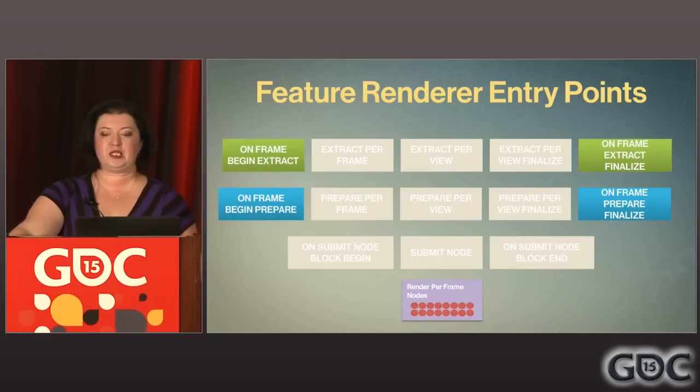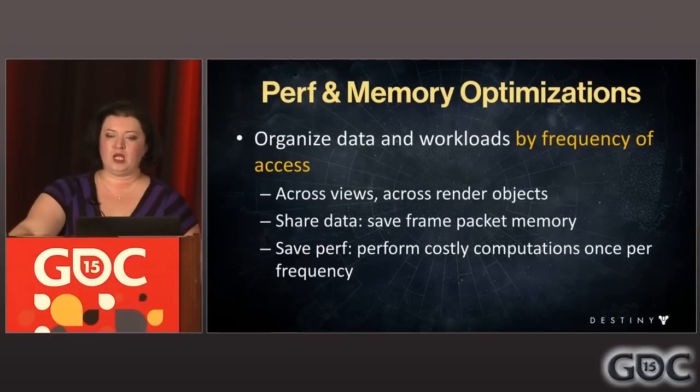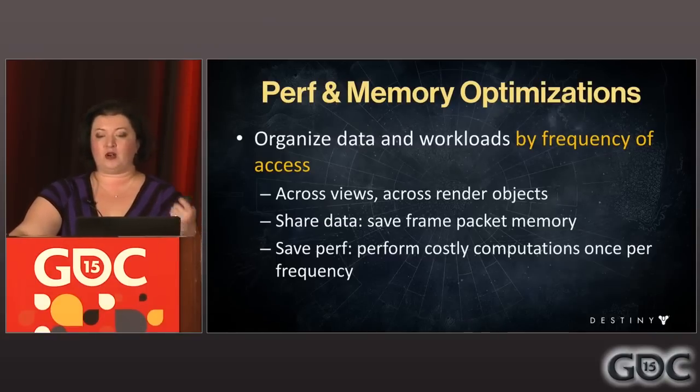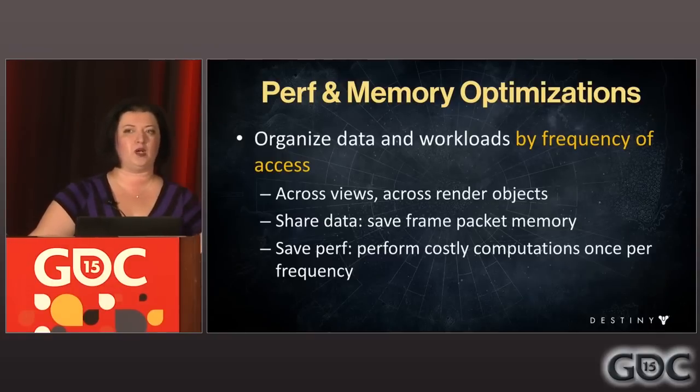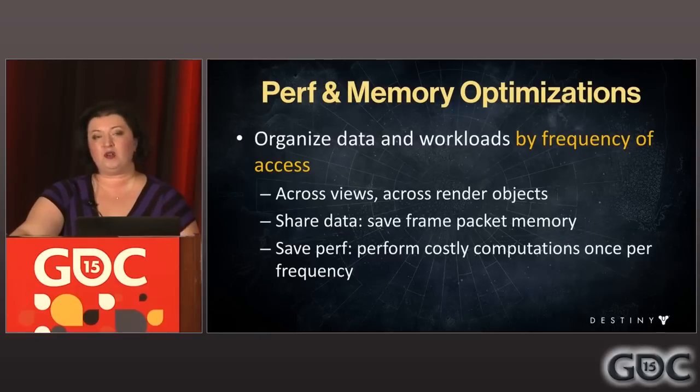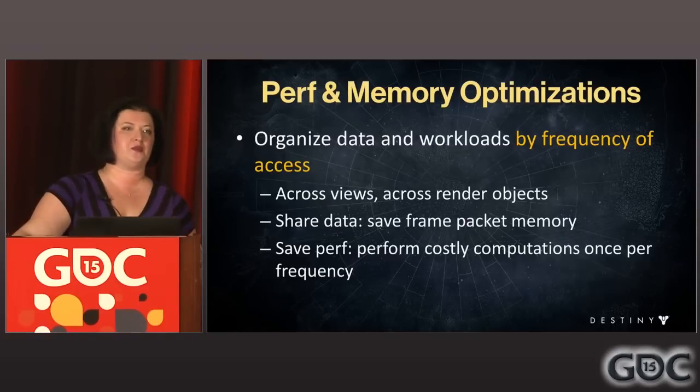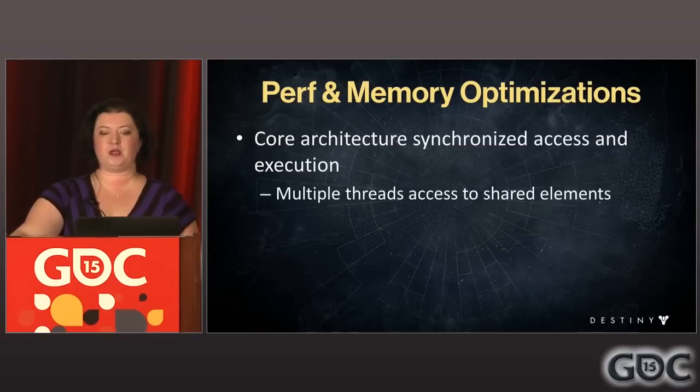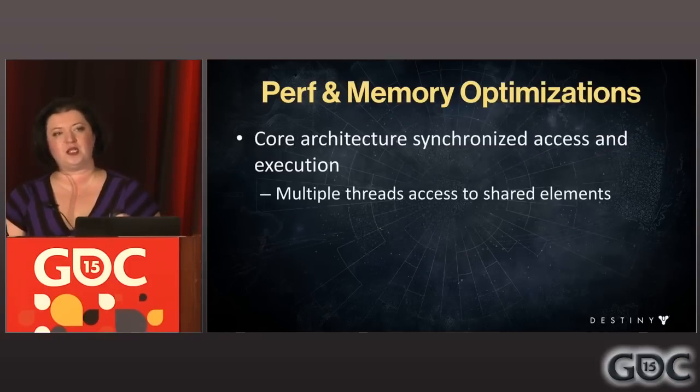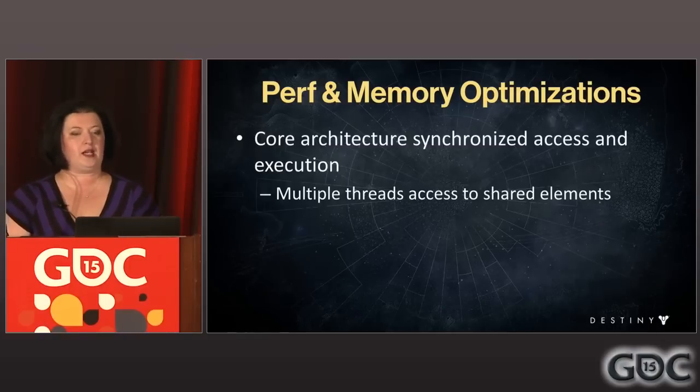How do we deal with the concurrency issues on the feature renderer level? We split up the operations by frequency of access. This is the view, frame, and object. And this is what allowed us to share data across different views and across different render objects to save memory in the frame packet. So like I said, we only need one copy of skinning matrices. We also allow sharing across objects. It also allowed us to save performance, since, of course, we only want to compute the complex data once for the frequency that we use it. The core architecture uses sync primitives to ensure safe access.